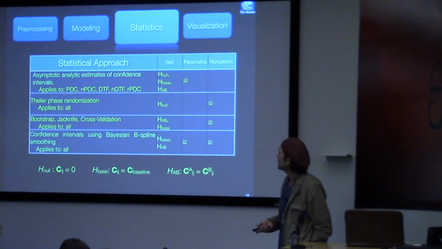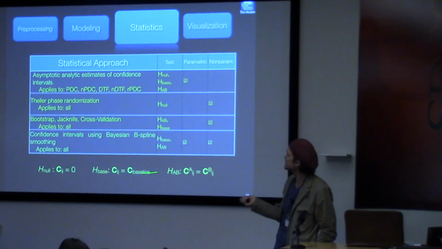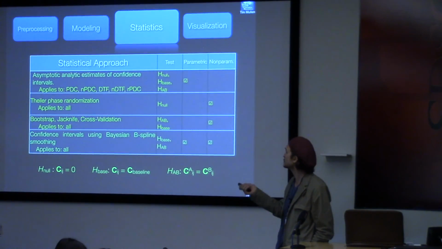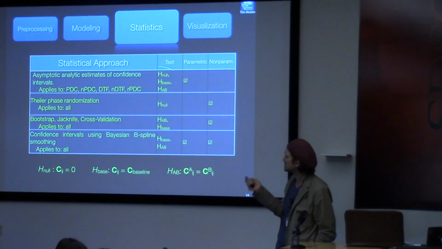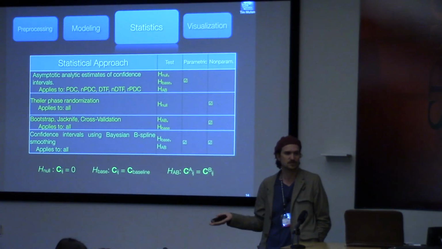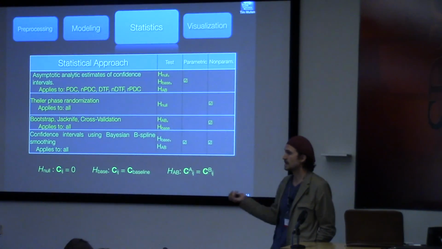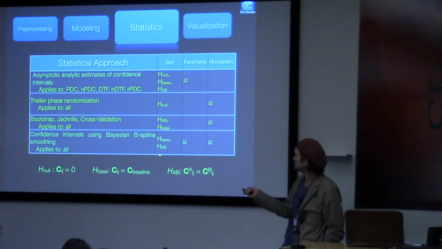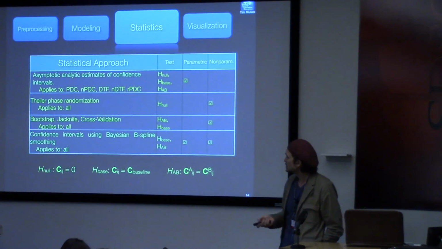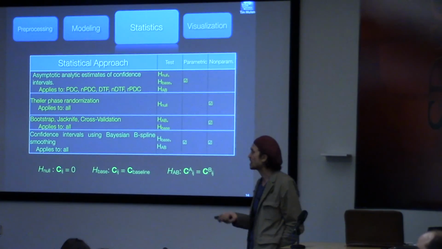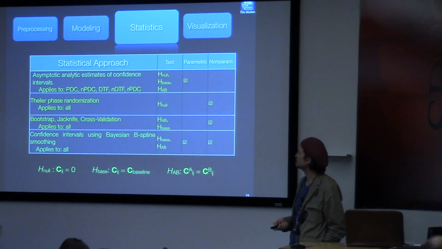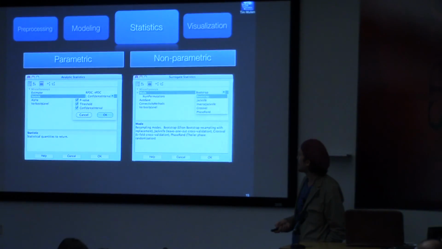We'll cover them. And statistics, different ways of doing statistics. Asymptotic analytic estimates give you some confidence intervals on different measures. Allows you to look at things like, do I have connectivity that's greater than 0? Or is the connectivity significantly different than some baseline or different between 2 different conditions? These are some of the different kinds of tests that we typically want to apply. Phase randomization allows you to do some tests to see if there's significantly non-zero connectivity, bootstrap, jackknife, cross-validation techniques, and some other Bayesian methods. So we'll cover some of this tomorrow.